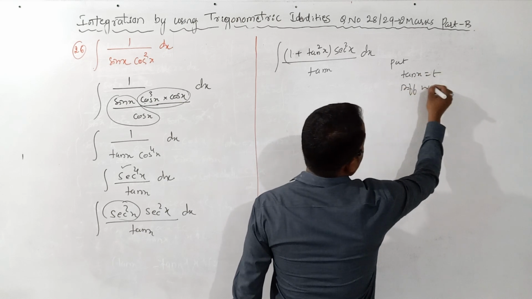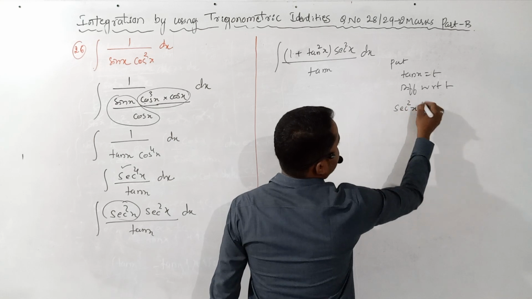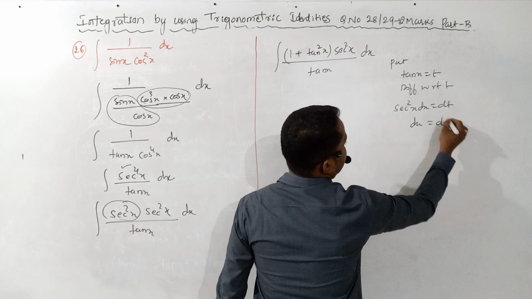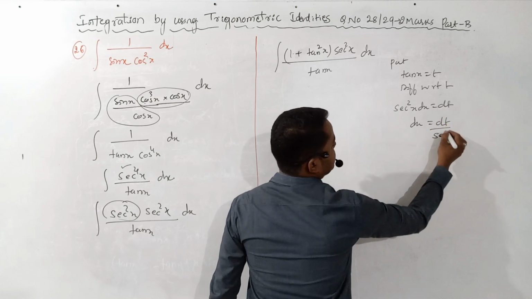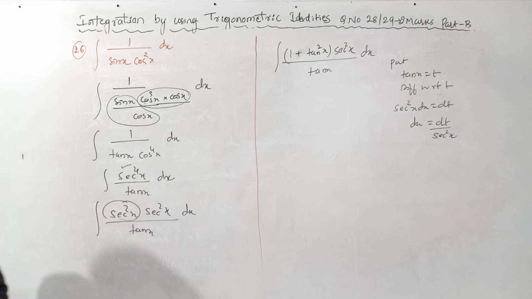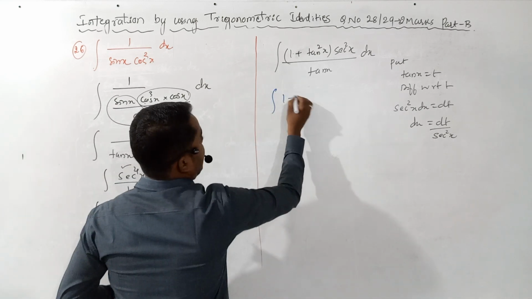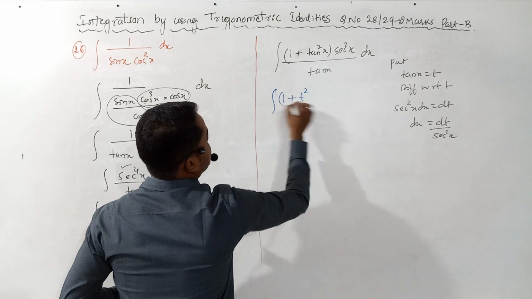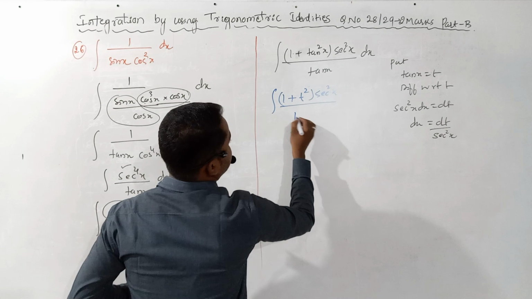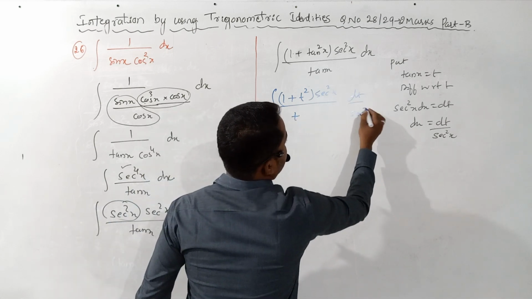Differentiate with respect to t. Derivative of tan x is sec square x dx, equal to dt. Now dx is equal to dt by sec square x. Now come to here. Yes. Now 1 as it is, tan x means t, 1 plus t square. This is sec square x as it is, divided by tan x means t. dx means dt by sec square x.